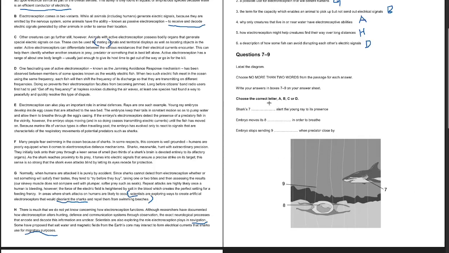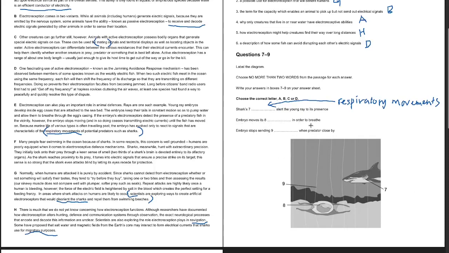Therefore, for 7, I can't really write here because it's too small. I'm just going to put an arrow. So the shark's respiratory movements alert the young ray to its presence because the embryo has evolved to react to signals that are characteristic of the respiratory movement of potential predators such as sharks. So this is the main point, respiratory movements. So let me just write it out. Okay, and now let's move on to question 8.